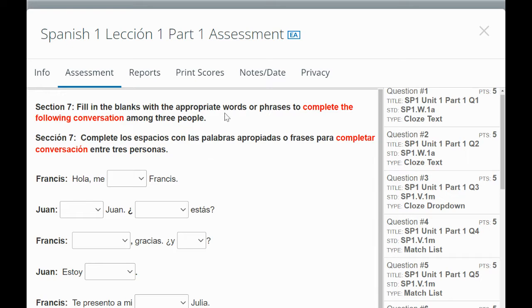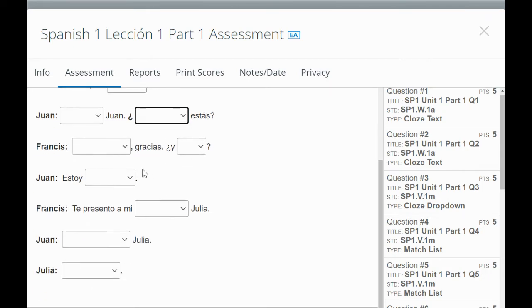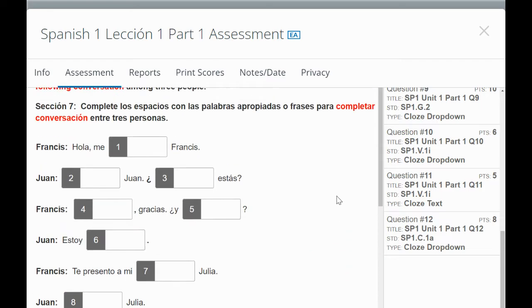Section 7, fill in the blanks with the appropriate words or phrases to complete the following sentence among 3 people. Okay. Again, all these are given to you. Francis says, Hola, blank, blank, Francis. Okay. Figure out which one goes in there. Juan dice, probably, Yo soy Juan. Okay. And then complete the conversation between Juan and Francis.